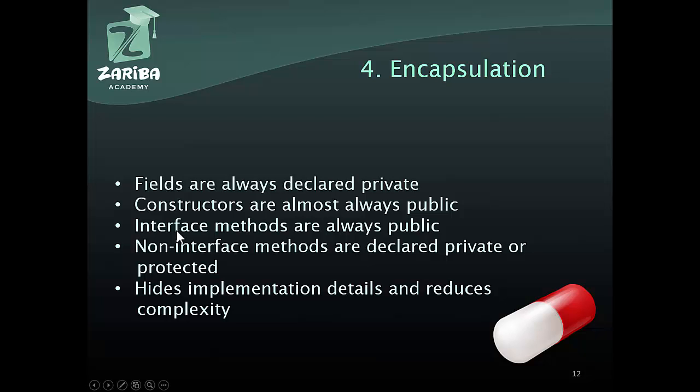Interface methods are always public, because they define the skeleton, and the skeleton is what the outside world should be able to see and use. Non-interface methods are declared private or protected. This hides implementation detail and reduces complexity.